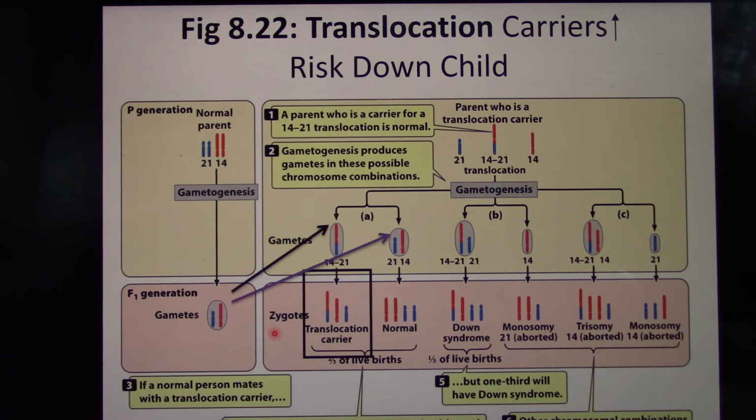The next possibility is that this male sperm gamete could fertilize this egg that's got 1 of each chromosome, just like it should, and we're going to get a normal zygote with a normal phenotype.